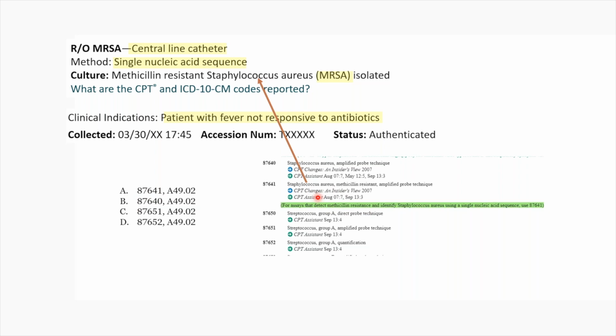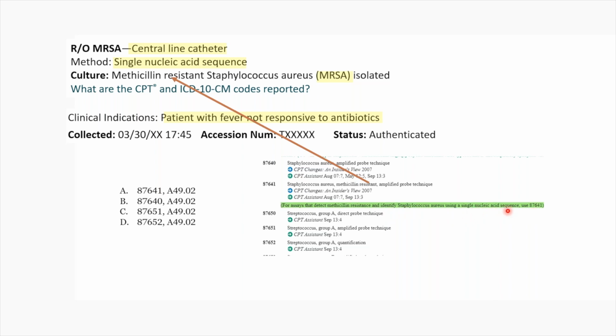It is coding for all the keywords which we have. We have Staphylococcus MRSA positive. It is methicillin resistant. And the technique used is the amplified probe technique. And in the parenthesis you can see: for assays that detect methicillin resistant and identify the Staphylococcus aureus using a single nucleic acid sequence, use code 87641.